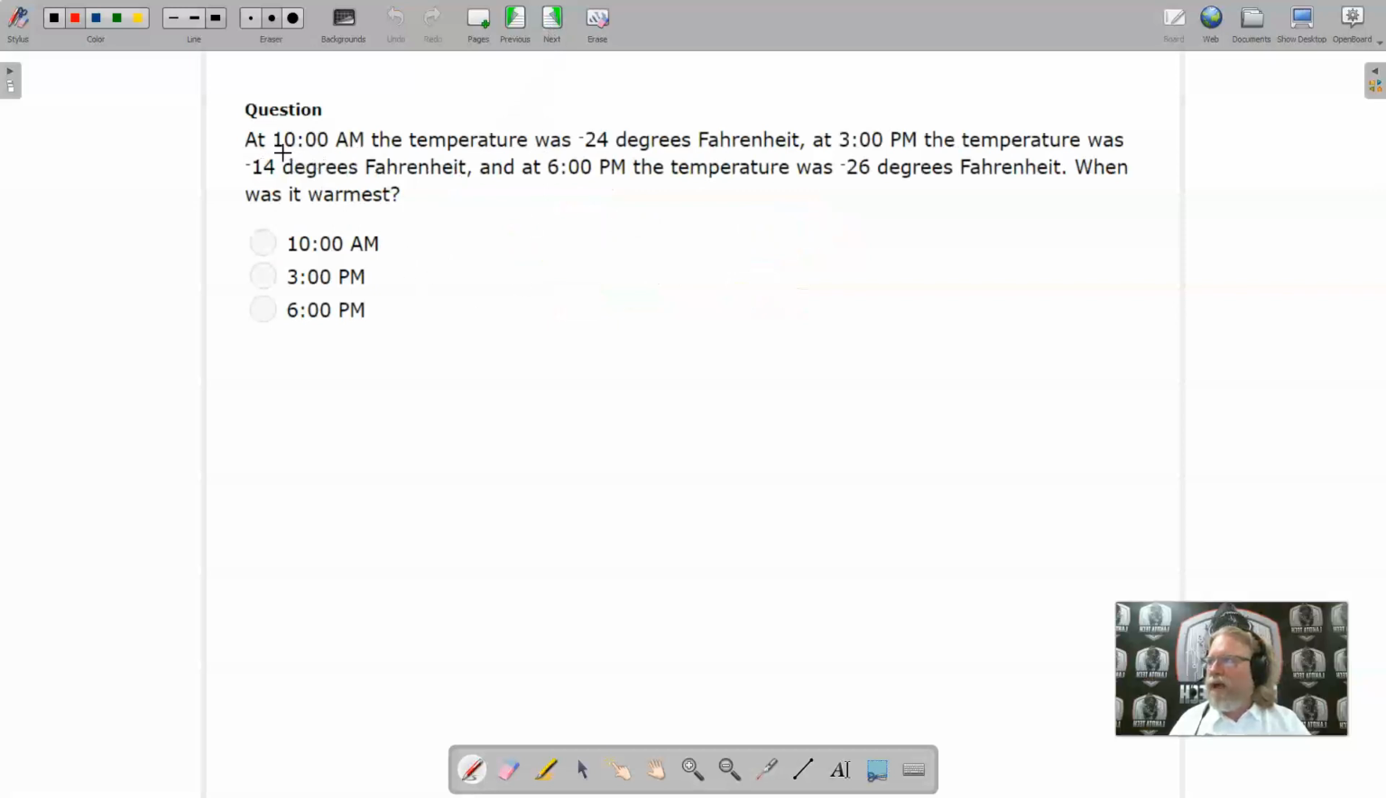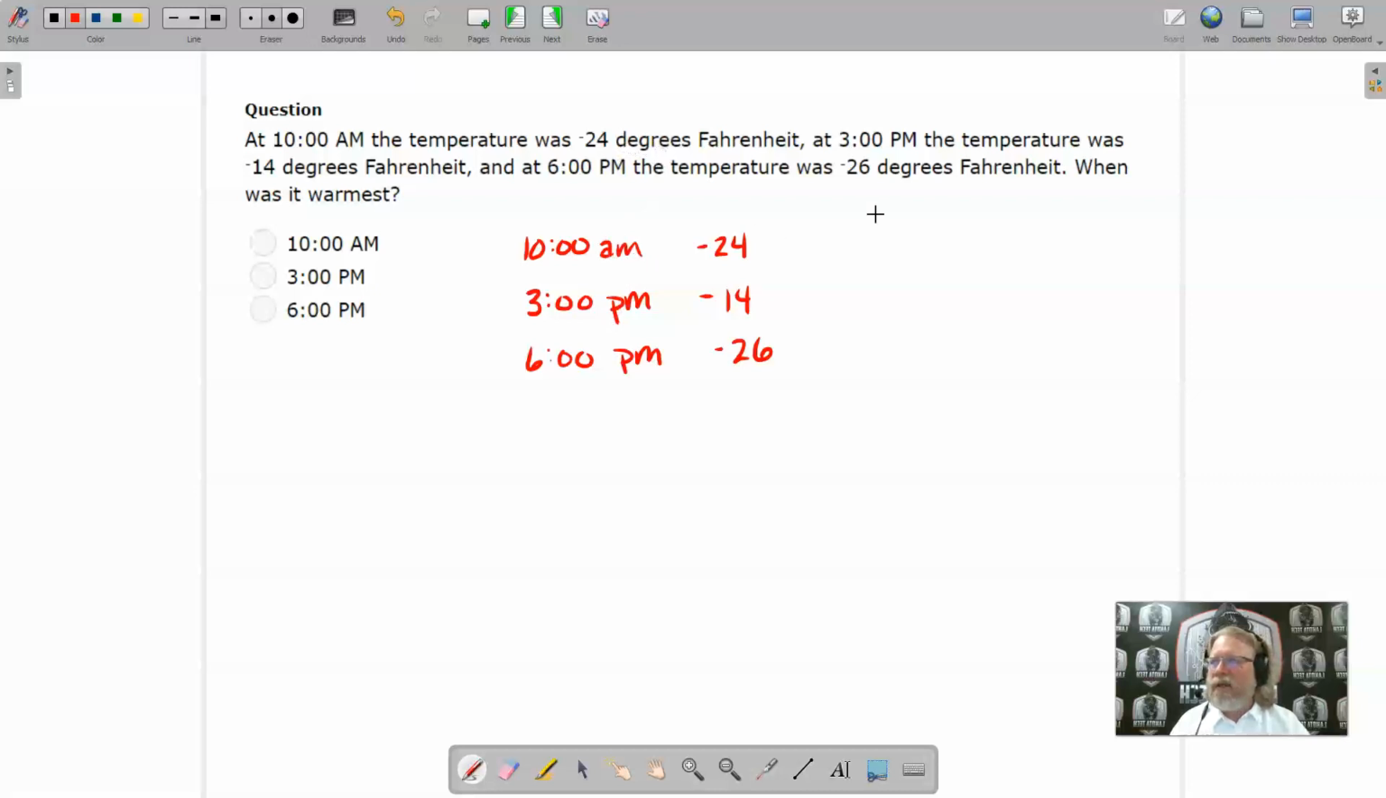This question here, at 10 a.m. the temperature was negative 24. So I'm going to start writing my information there. 10 a.m. and negative 24. At 3 p.m. in the afternoon, it was negative 14. And at 6 p.m., it was negative 26. So I've kind of taken the information out of the paragraph or the sentence form there, and I put it to where I could see it a little more clear.